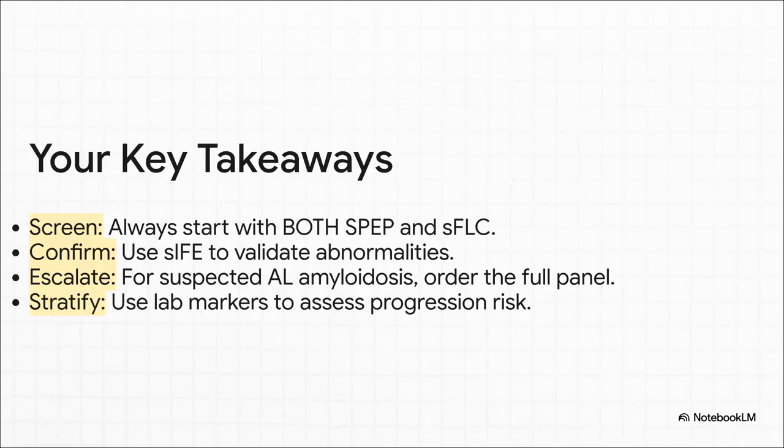So, if we boil it all down, here are the 4 essential rules. Number 1, screen with both SPEP and serum free light chains, every single time. Number 2, confirm any weird result with SIFE. Number 3, if you are even thinking about AL amyloidosis, escalate immediately and order the whole panel. And finally, number 4, use all these results to stratify your patient's risk. That's what's going to guide everything you do from here on out.